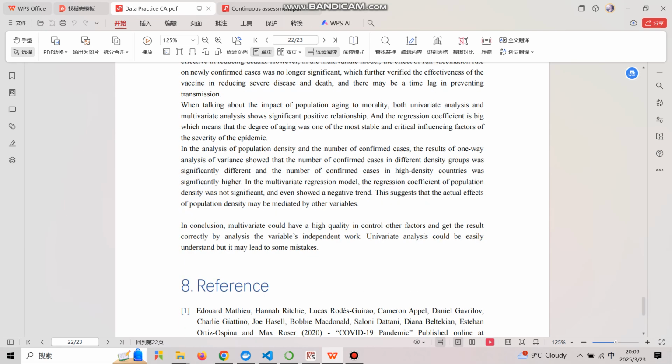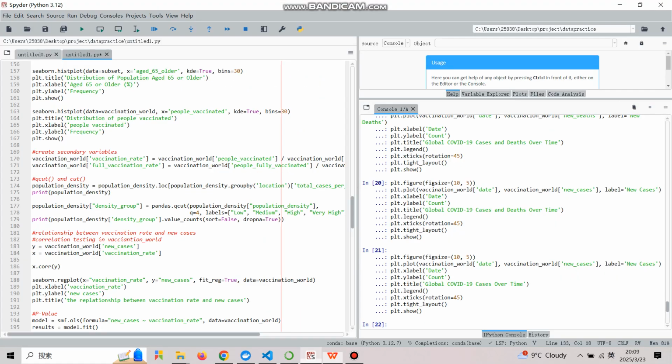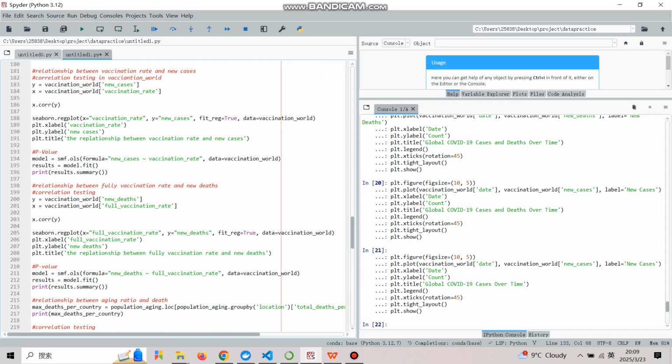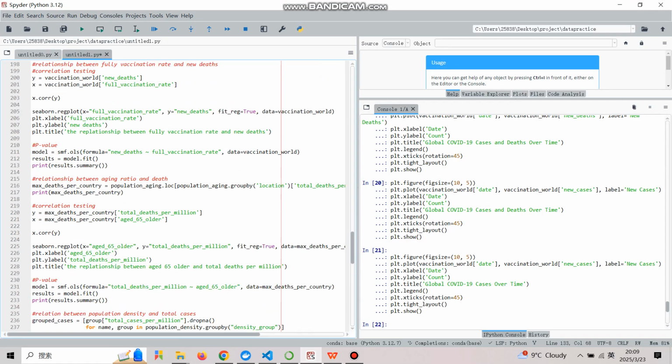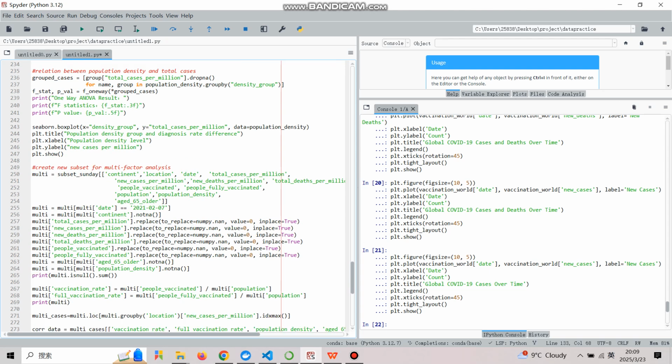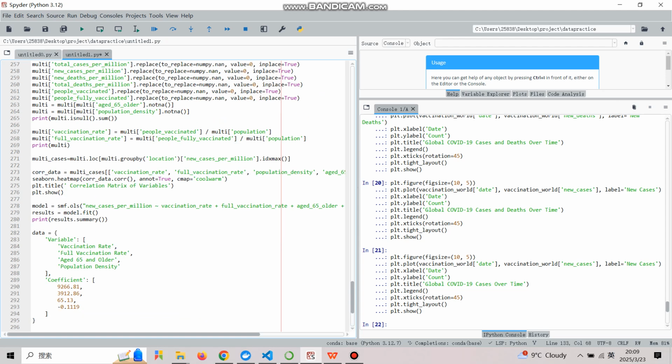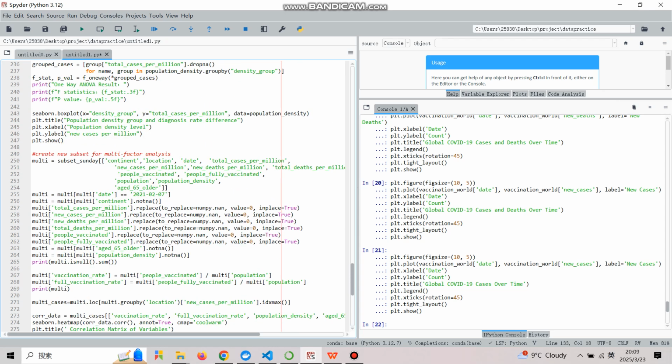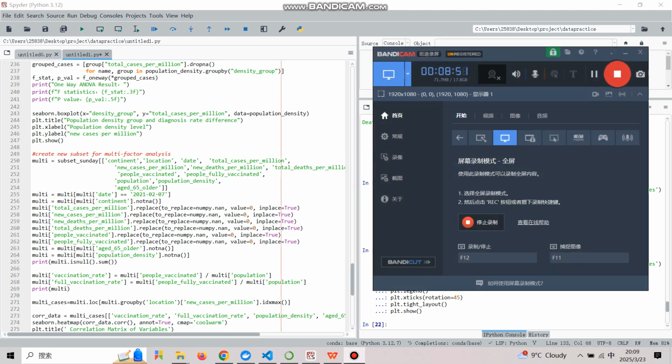In this report, I used QCut and groupby ID max to get the subset to select the data, and also used different regression analysis.